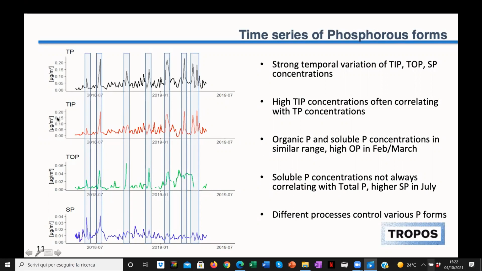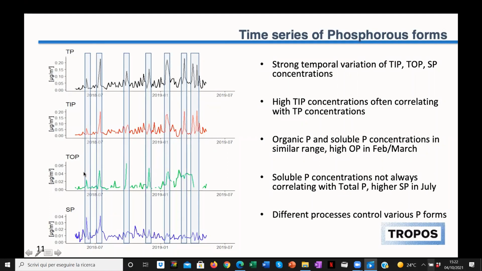We can see also in the concentration range that more than 80% of the total phosphorus was made of total inorganic phosphorus. But the organic phosphorus concentration ranged between 0.01, so 10 nanogram per cubic meter, to about 70 nanogram per cubic meter. The range was similar to that of the soluble phosphorus.